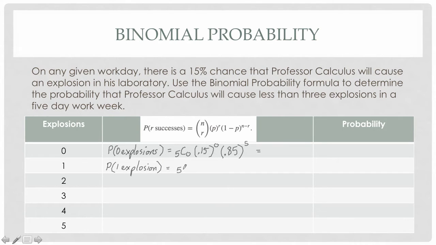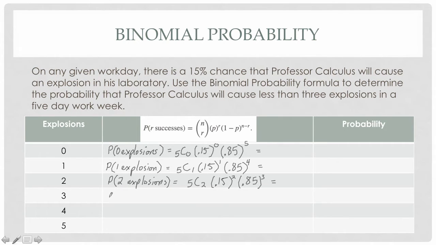Well, now we've got 5 choose 1. We've got 1 explosion out of the 5 days. The probability of an explosion is going to be to the 1st power because we have 1 day with an explosion, but we have 4 days without an explosion. And we can keep going following the pattern down. I think you will really quickly see how it's the same pattern over and over again. 2 days out of 5 with an explosion times 0.15, but now we have 2 explosions, so it's to the 2nd power. We have 3 days without explosions, so that's 0.85 to the 3rd power.